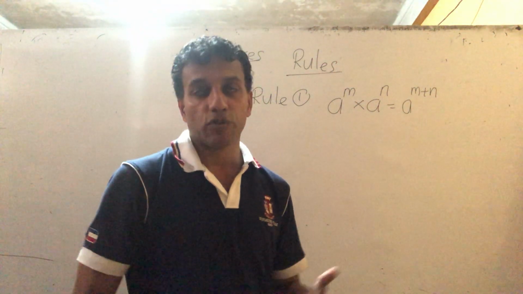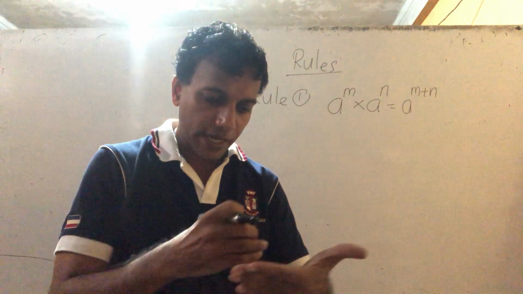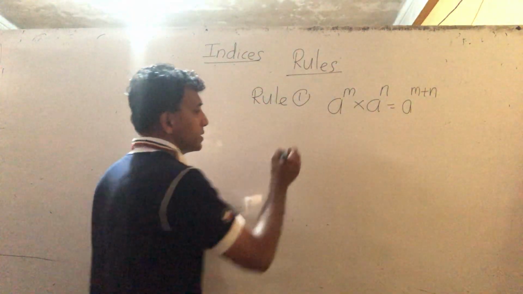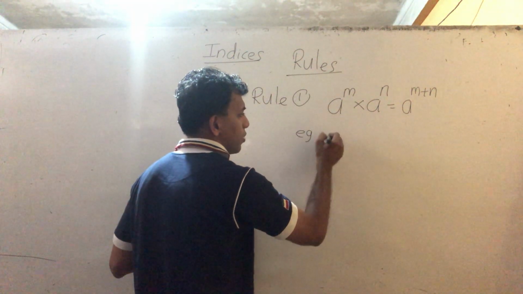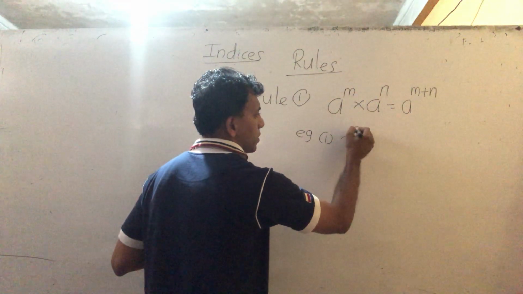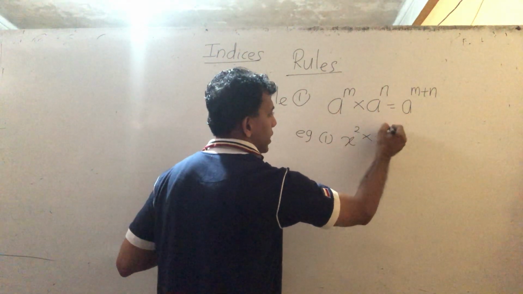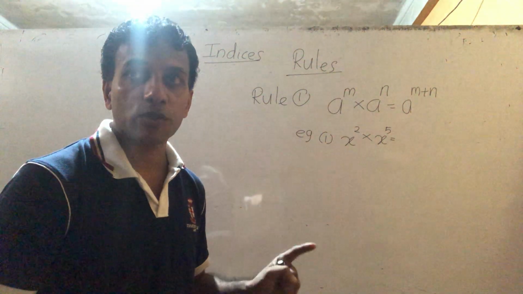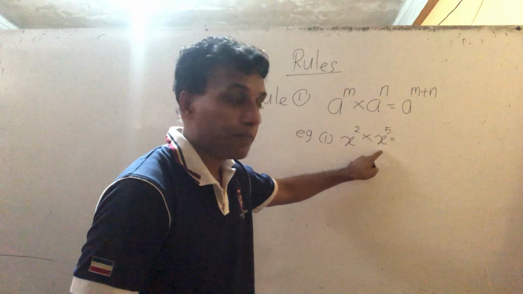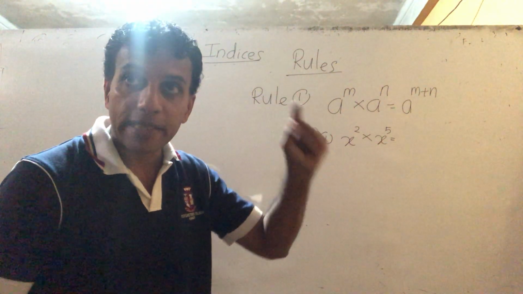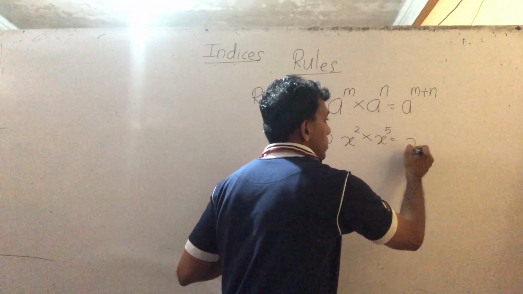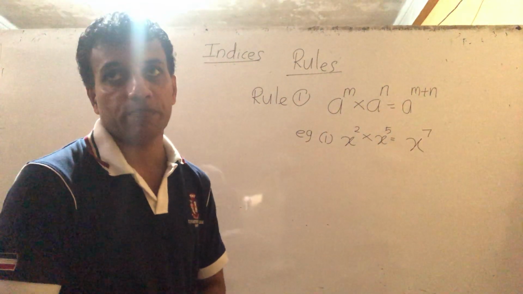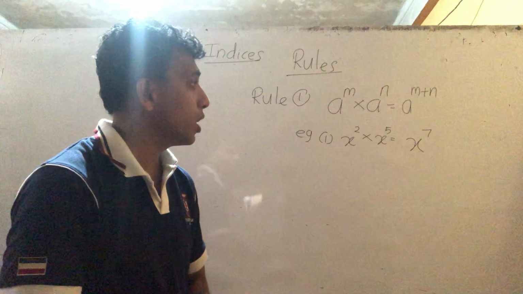Copy this. You work with me, right? If any problem, pause the video and check your work and verify, clear it. I'll show an example of this. Example 1. x square multiplied by x to the power 5. So what is the answer? These both are same bases, multiplying, therefore add the powers. So the answer is x to the power 2 plus 5, 7. This is the application of how to use rule number 1.